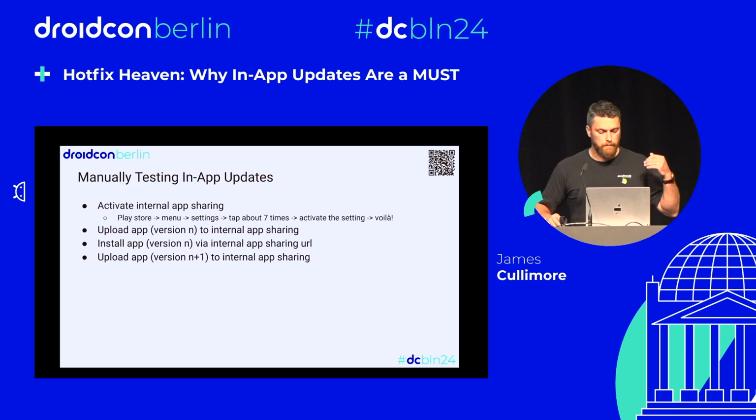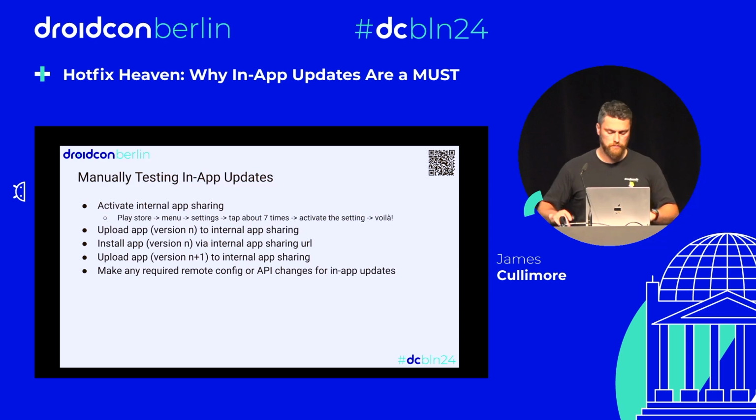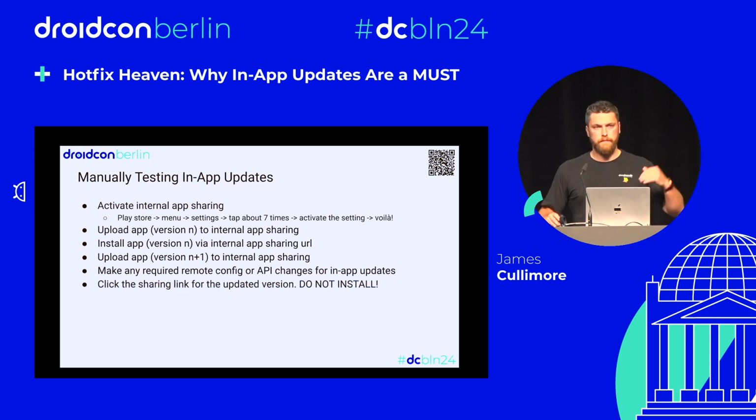And we'll then bump our version. So if we had version 1 beforehand, we now have version 2. And we also upload this app to the internal app sharing. Make any required changes to remote config or Google Developer API, which is a little bit tricky, but we'll leave that out for now. We click on the sharing link, but for obvious reasons, we don't want to install it because then it's updated. So what we want to do is just click on the link to inform the app an update is available, but not to install it.